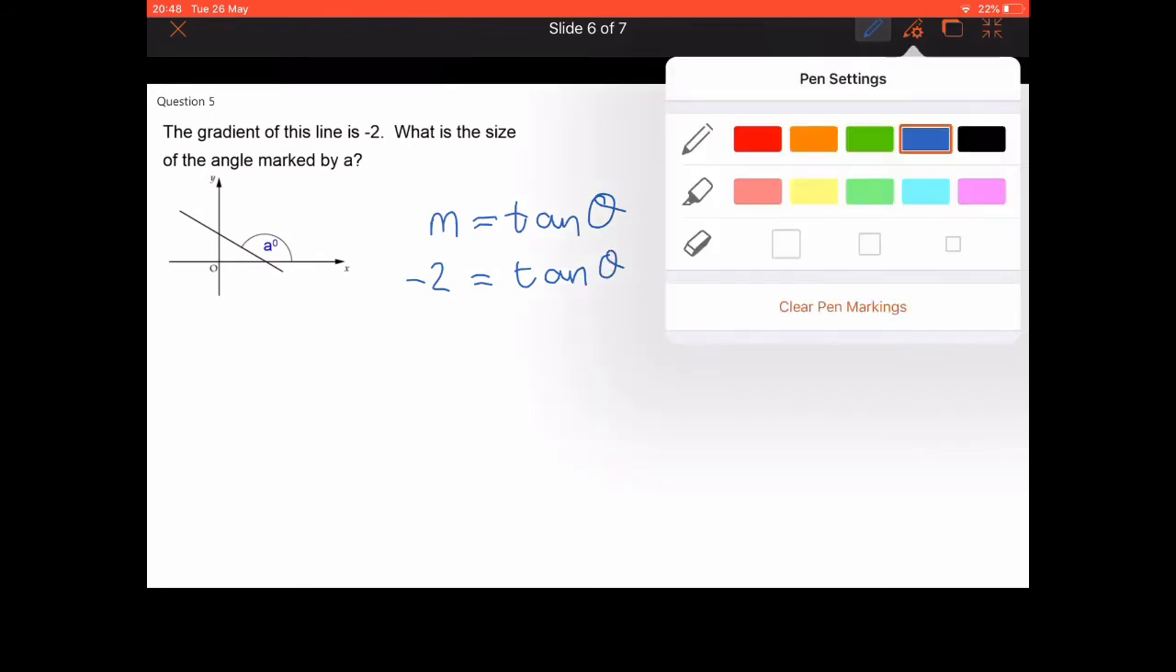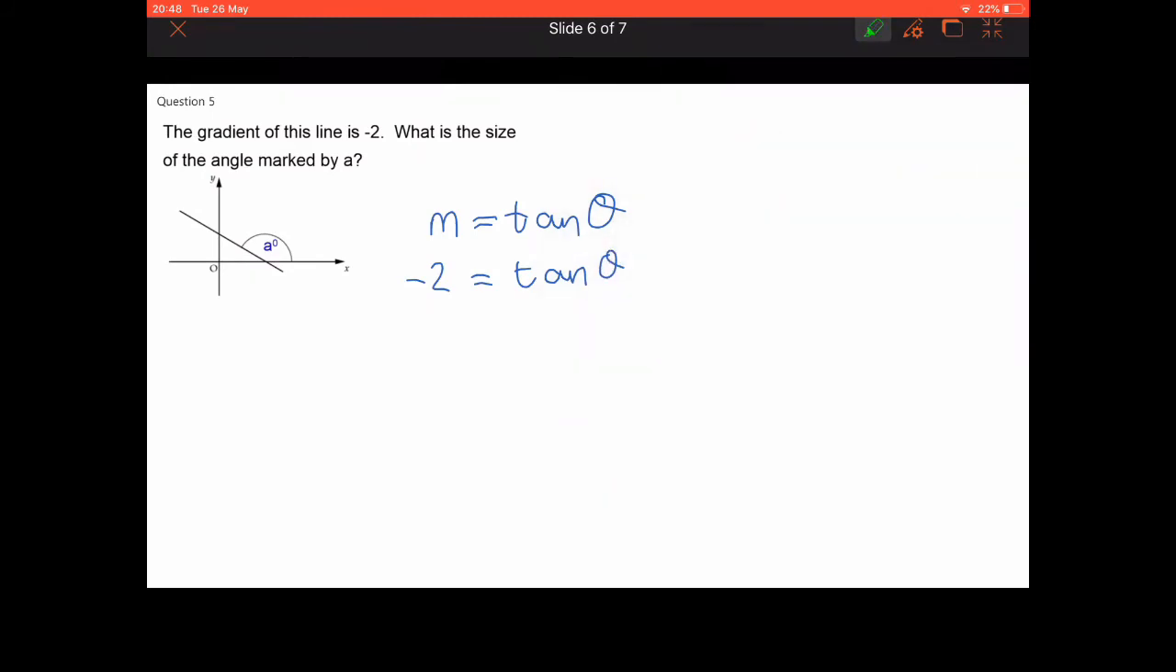But if we have a look at this angle here, we can see that it's going to be obtuse. And one of the reasons we know that it's going to be obtuse is the gradient's negative, so the line's sloping downwards from left to right. That's always going to leave us an angle that's in between 90 and 180 here.